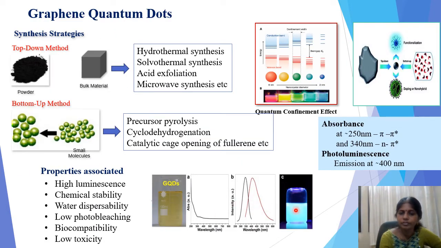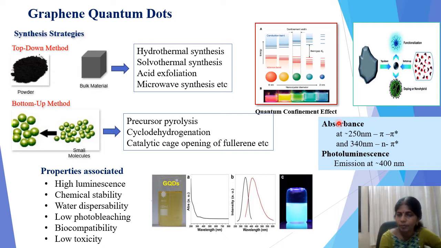This is a photograph of the GQD taken under UV light, which shows the photoluminescence property associated with this GQD. It also has its own absorbance at nearly 250 and 340 nanometer, and the emission will be at nearly 400 nanometer, depending upon the size of the quantum dots which have been synthesized. All of this is because of the quantum confinement effect associated with the graphene quantum dot.